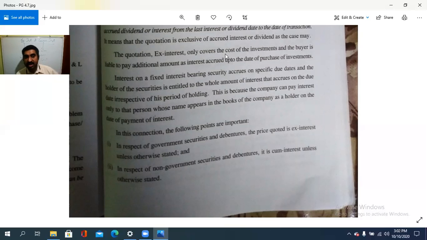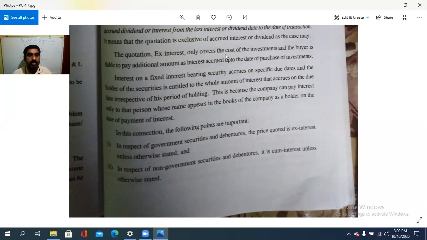Government securities means the dealings in the share market, such as Nasdaq, SEBI, and Sensex. That is government securities as well as the debentures. The price is what?